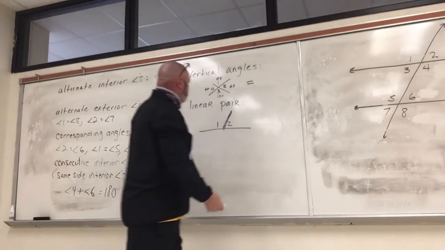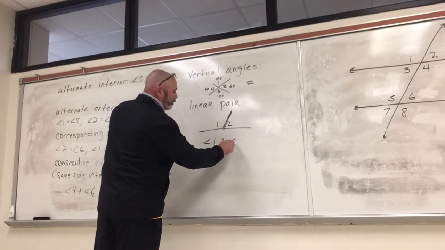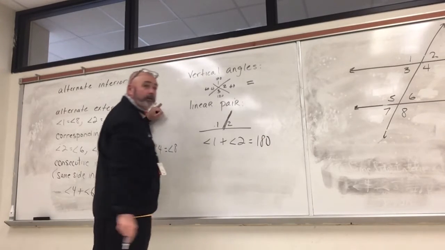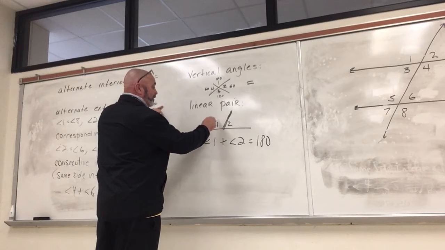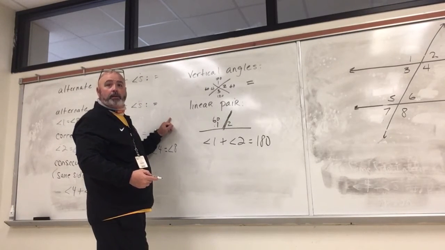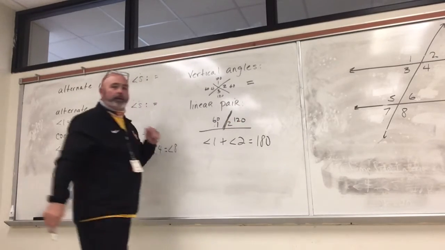A linear pair, if I add them together, angle 1 plus angle 2 is going to be equal to what? 180 degrees. So if this is 60, what's angle 2 going to be equal to? Well, 180 minus 60, which is 120.